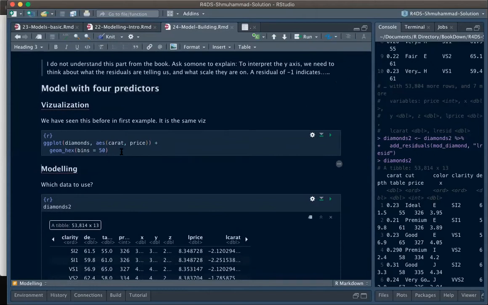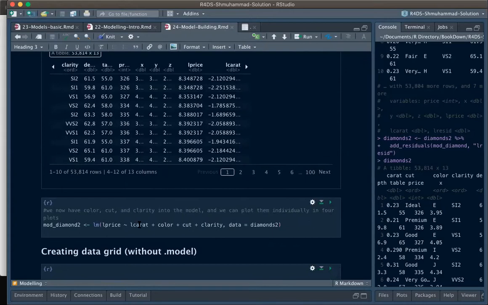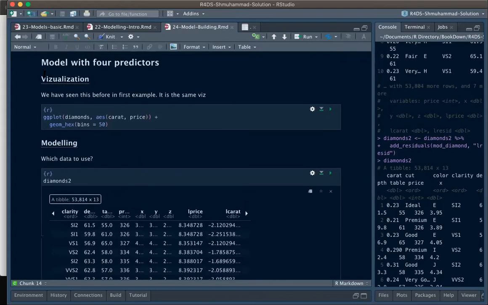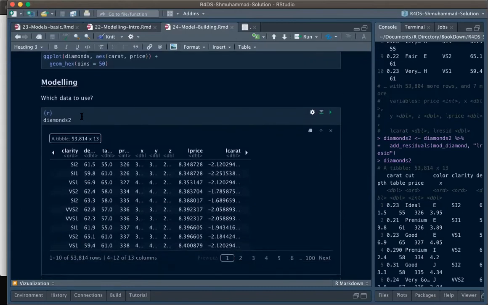This first step of visualization is the same as the first step we have seen before, only with 4 variables. We can put the price, and all those 4 variables we want to use: carat, color, cut, clarity. So this is the visualization. We can do it by just changing the variable.